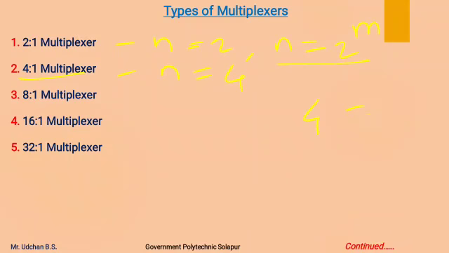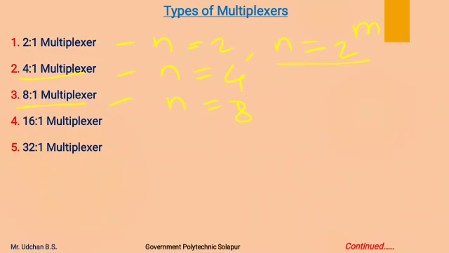In a similar way, the third multiplexer is the 8:1 multiplexer, which has 8 inputs and only 1 output. n is 8 over here. Again, if we put the value of n into this equation, 8 is equal to 2 raised to m. We are going to write this 8 in the form of a power of 2: 2 raised to 3 gives you 8, equal to 2 raised to m. Again, comparing powers, we get m equal to 3. So for the 8:1 multiplexer, the number of select lines is 3.